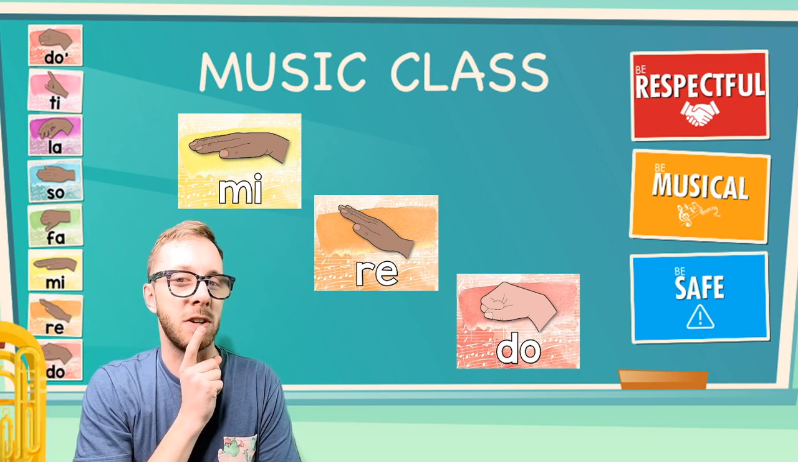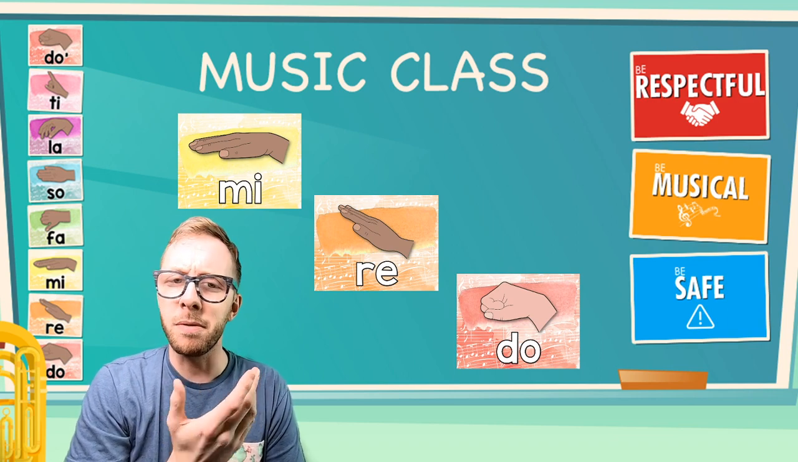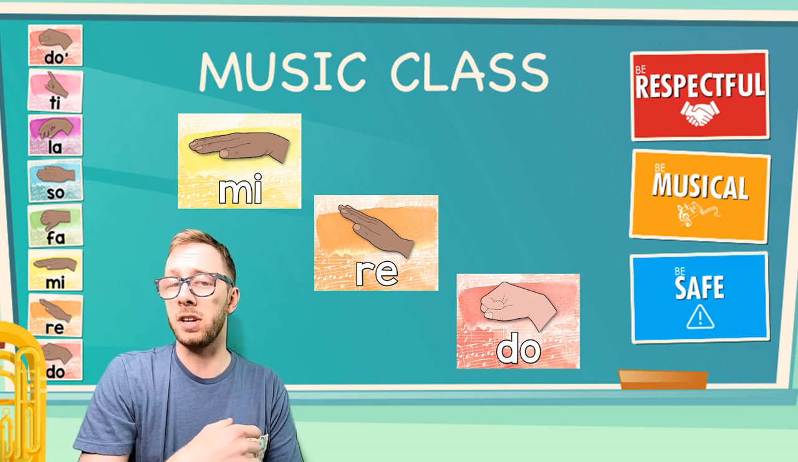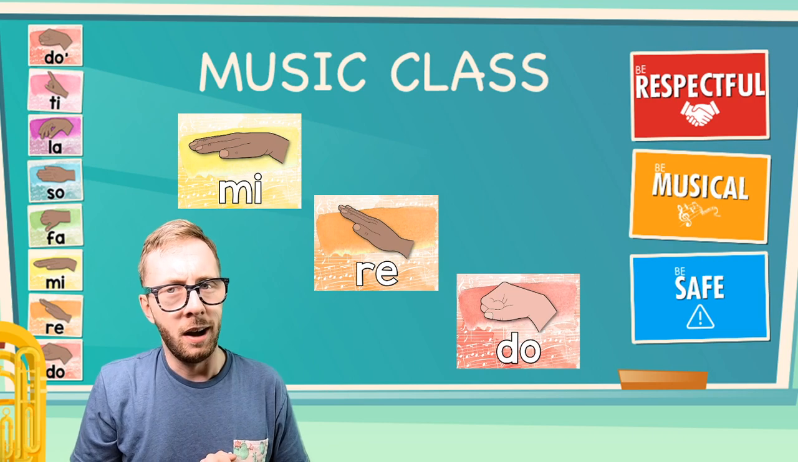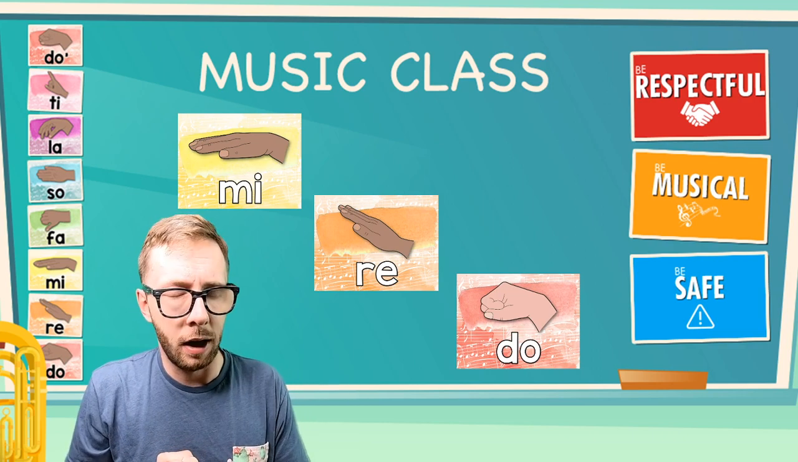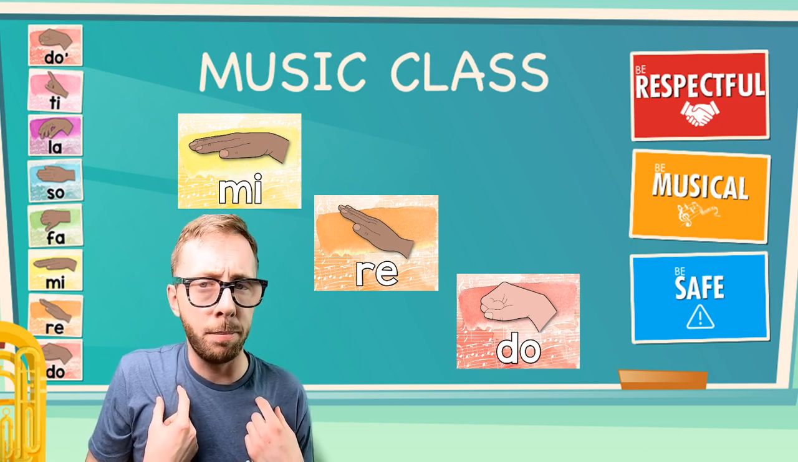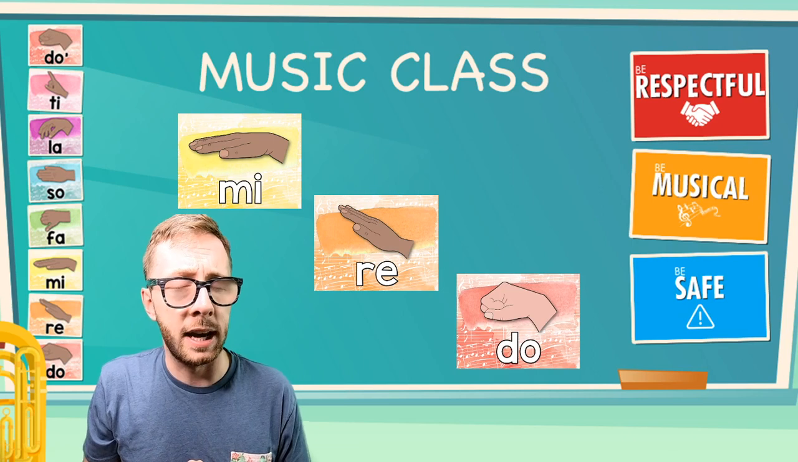Did you recognize the song we were singing? That's right. It was Mary Had a Little Lamb, but instead of singing the words, we were singing the pitches: mi, re, and do. All right, I have another song. I don't need you to sing this one for me just yet, but I'm going to sing it using our pitches, do, re, and mi. And maybe you might remember from music class what song this is.